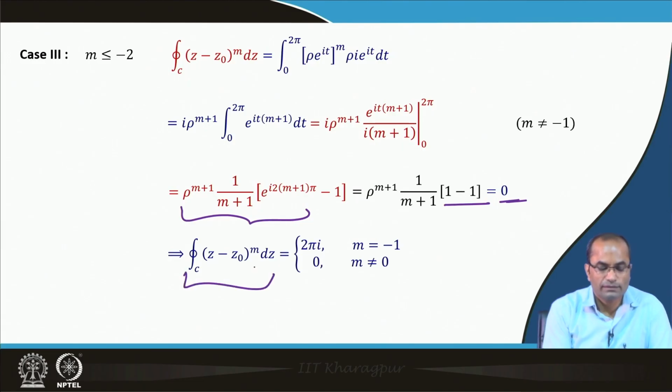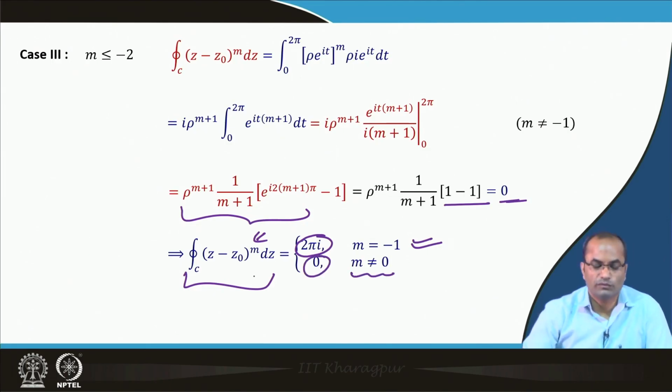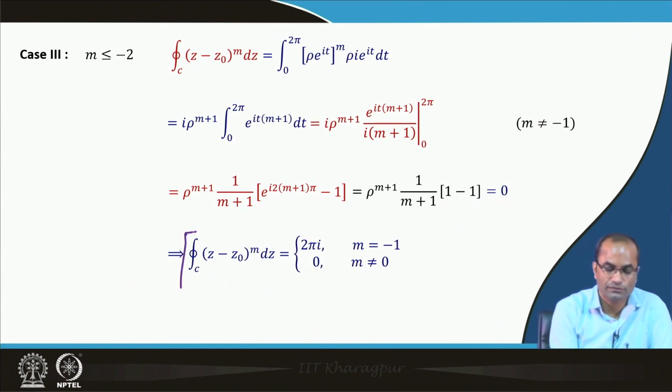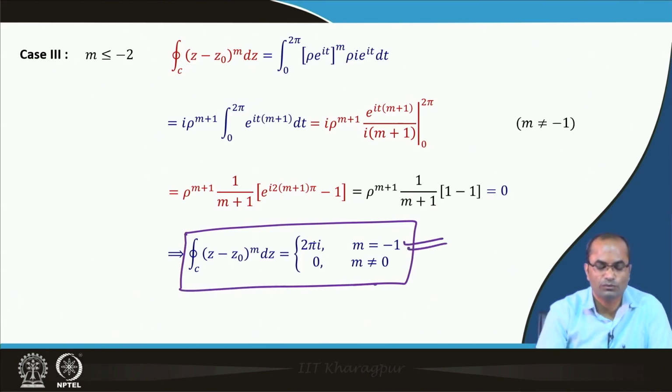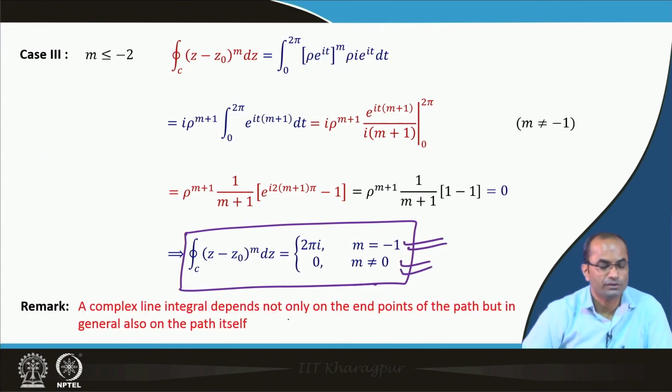So, what do we get? This line integral for all values of m, if we write down here. So, m is equal to minus 1, the value was 2 pi I, and m not equal to minus 1, the value is 0. So, we have 0 and 2 pi I. This is a very standard integral, whose value we are going to use again. Only when m is equal to minus 1, the value is 2 pi I. Other than this, for any value of m, the value is 0.